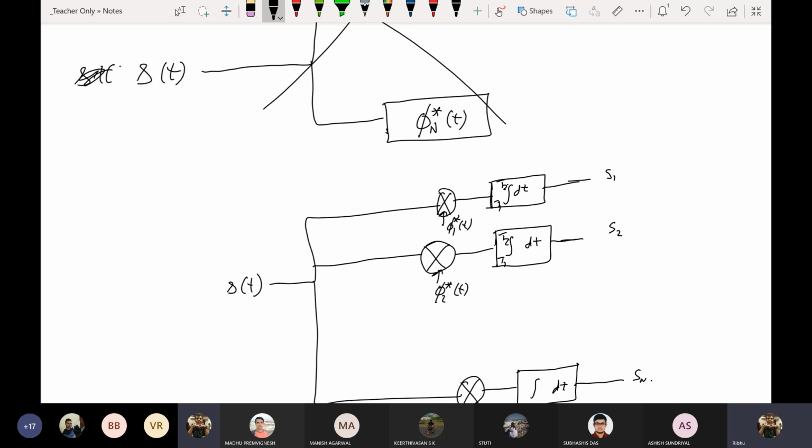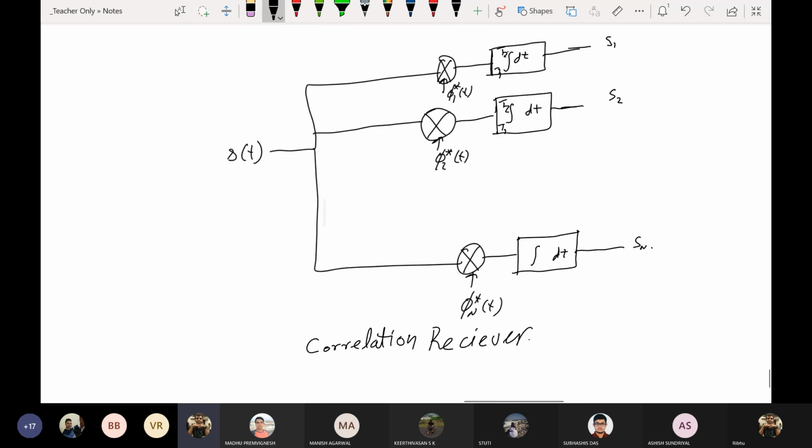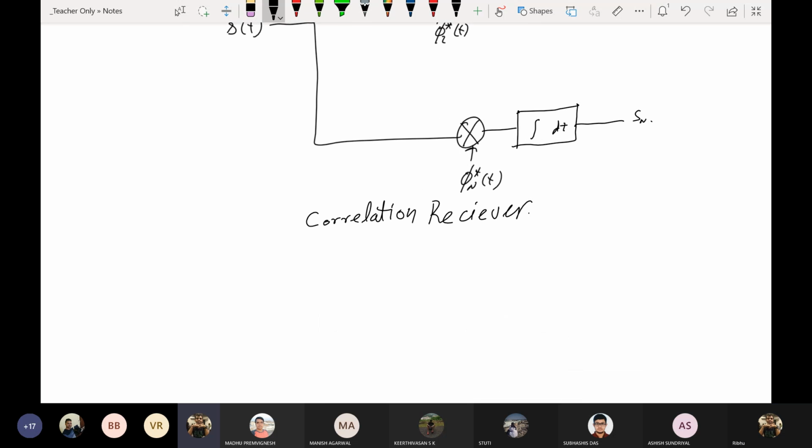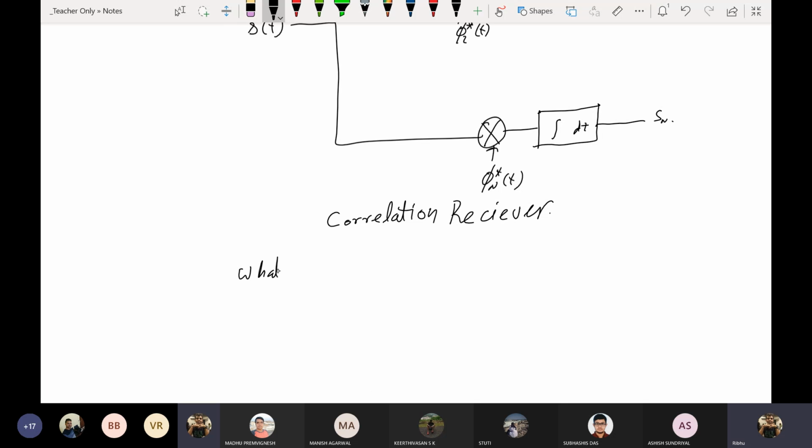So what happens when I apply this r(t) to a correlation receiver? So the question is, what happens when we apply r(t)?